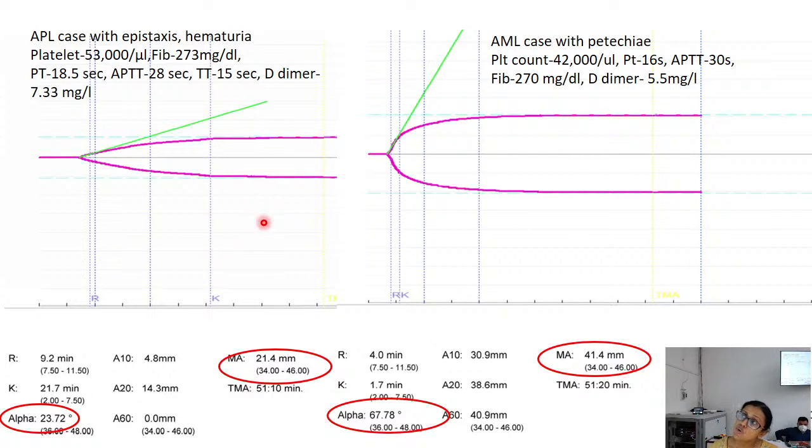But in the patient of APL, what we see is a reduced MA and a reduction in the alpha angle, along with a markedly increased K time. So all these are pointers towards a hypocoagulable state. Whereas with similar screening coagulogram values and comparable platelet values, what we see here in a patient of AML is a near normal MA value and a slightly elevated alpha angle. So this plot, with comparable screening coagulogram values in a patient of APL, would probably help us to predict bleeding risk better in APL patients.